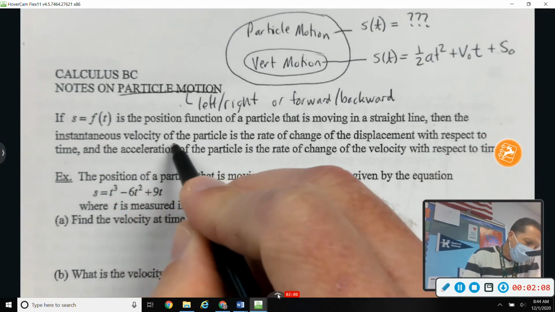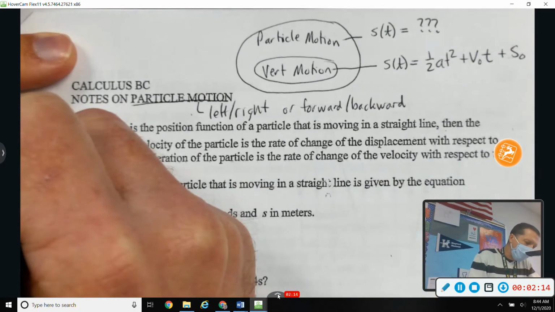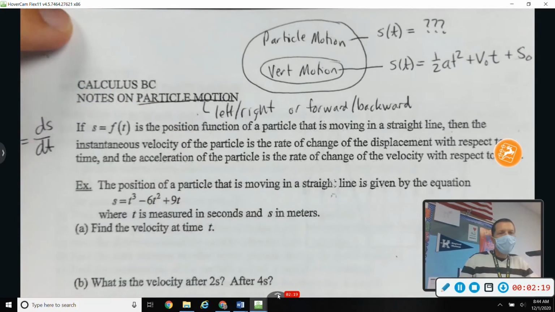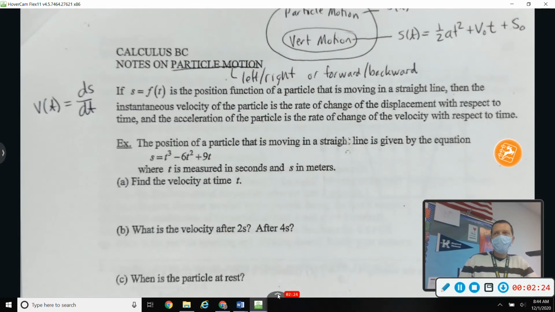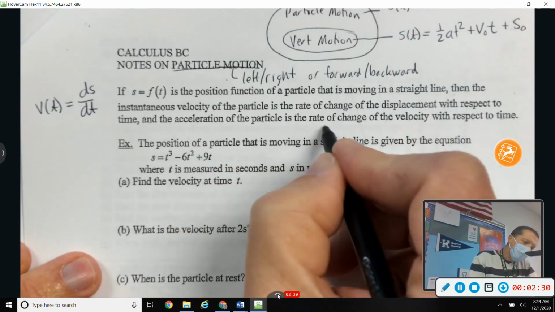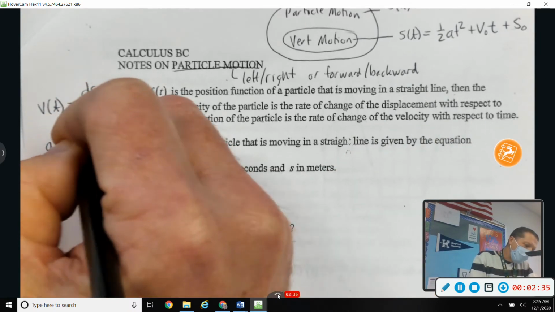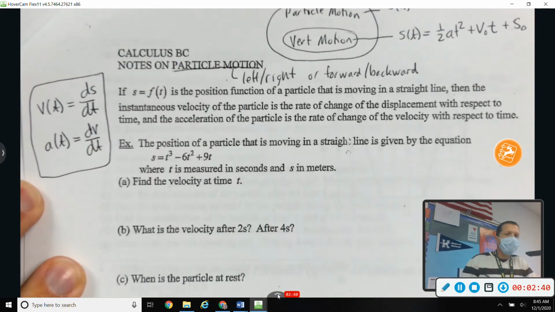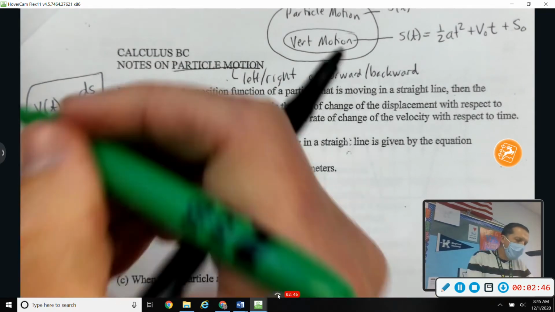Then the instantaneous velocity of the particle is the rate of change of the displacement with respect to time. That's a lot of words to say that the velocity is the derivative of position. That's the same thing we had yesterday. So that's one of the things that's the same about it. And the acceleration of the particle is the rate of change of the velocity with respect to time. Again, that's the fancy way to say that acceleration is the derivative of the velocity. So those two things are the same.